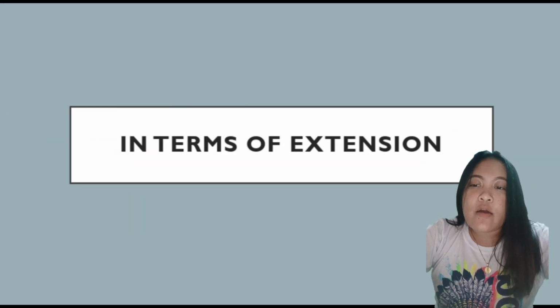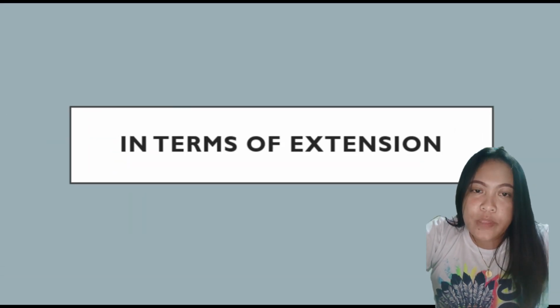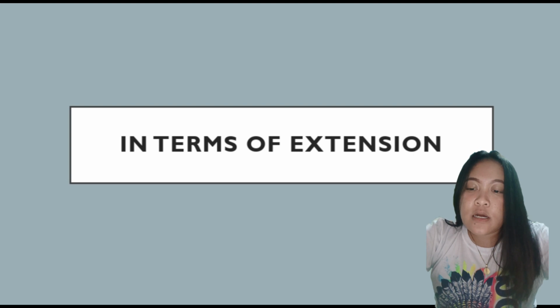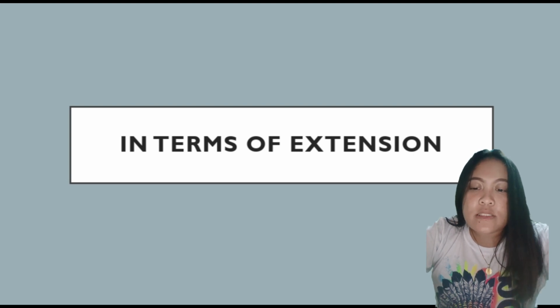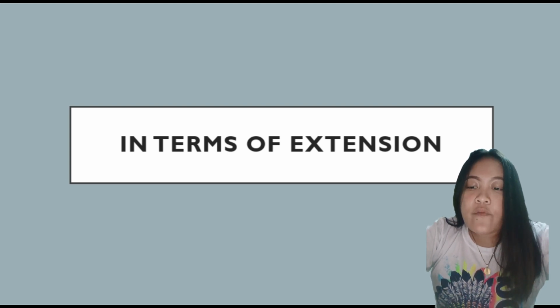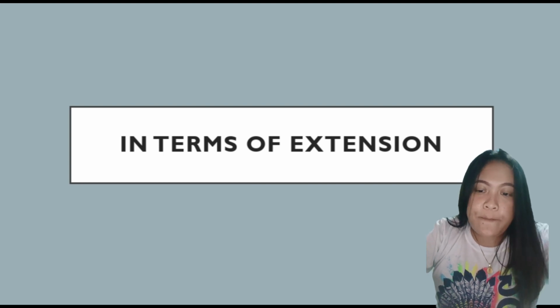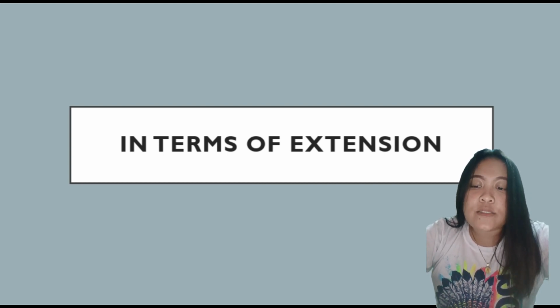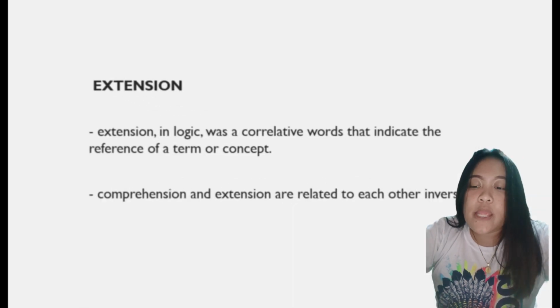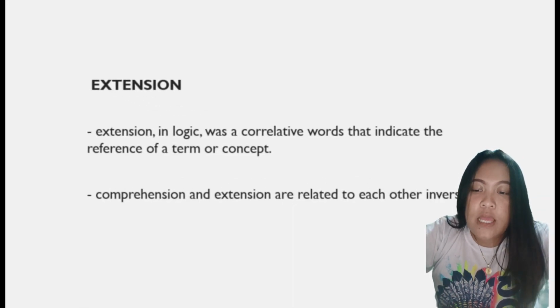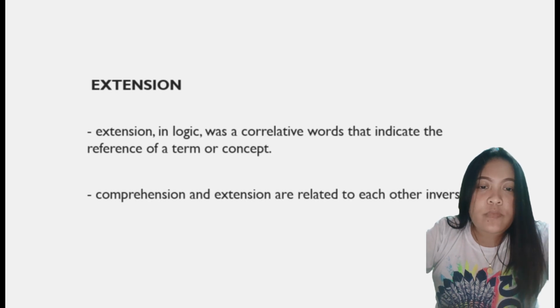Next in line, we have extension. Extension in logic is the correlative of words that indicate the reference of a term or concept. It also has a determinant, intension, that indicates the internal content of a term or concept that constitutes its formal definition. And extension indicates its range of applicability by naming the particular objects that it denotes.